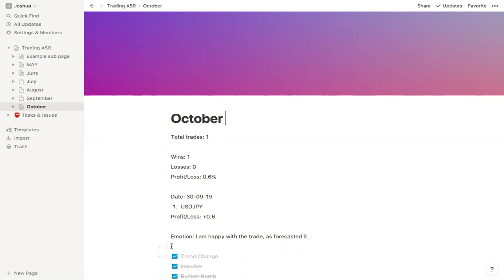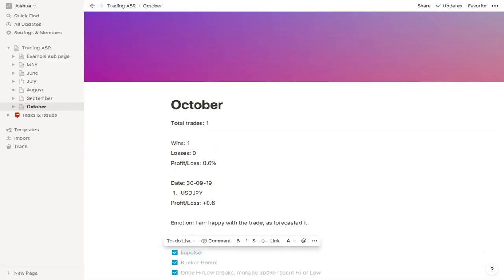emotions in here, as every person has different emotions, and you can write down how you felt about the trade. Was you happy with it? Was you not happy with it? Was you not sure? And it's good to write these down, because then when you look back, you'll find out what your emotions were before you took the trade.